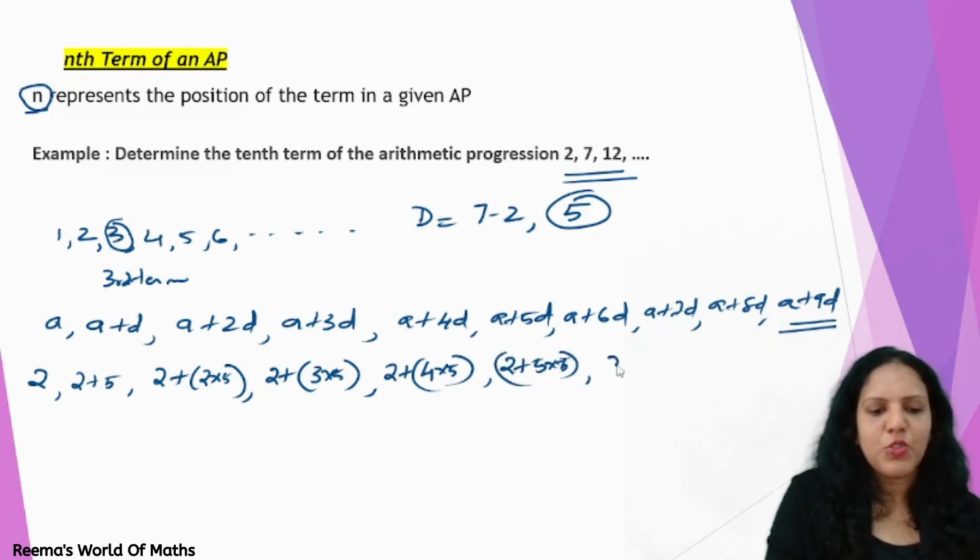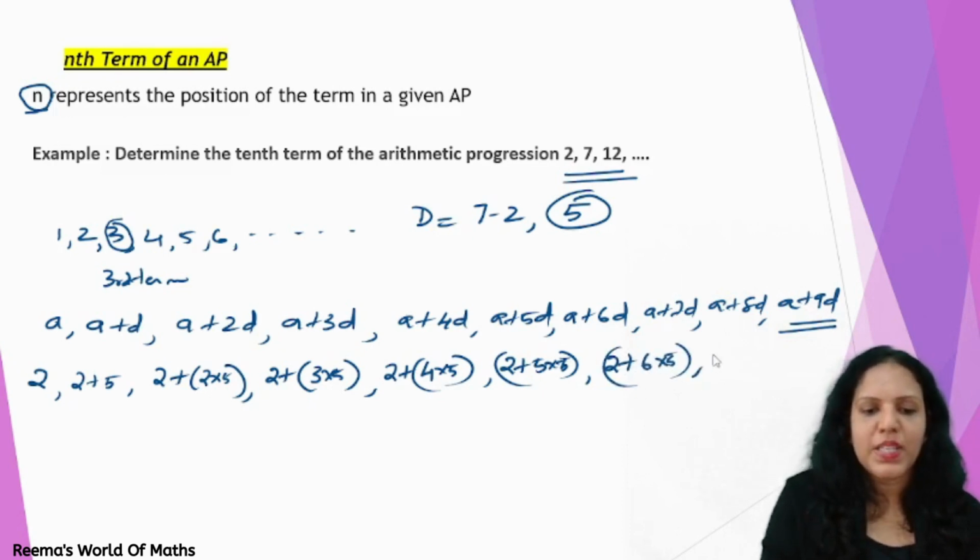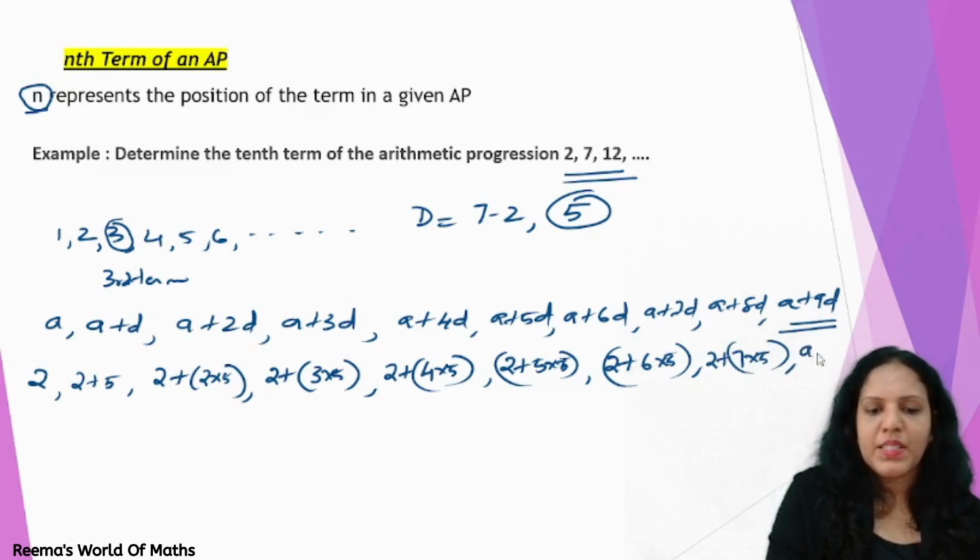The seventh term will be 2 plus 6 times 5, the eighth term will be 2 plus 7 times 5, the ninth term will be 2 plus 8 times 5. Here it is 8 times 5, and 2 plus 9 times 5 will give you the 10th term.